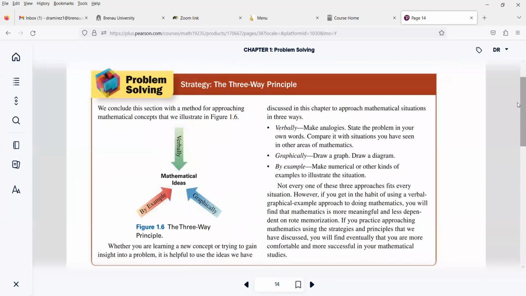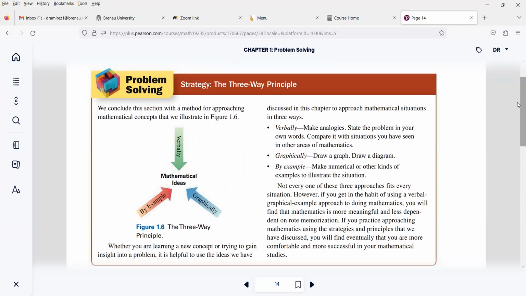We conclude this section with a method for approaching mathematical concepts that we illustrate in figure 1.6. That is the figure you're seeing there. Whether you are learning a new concept or trying to get insight into a problem, it is helpful to use the ideas we have discussed in this chapter to approach a mathematical situation in three ways. Verbally, that is by making analogies: state the problem in your own words, and compare it with situations you have seen in other areas of math. Graphically, by drawing a graph or a diagram. And by example, by making numerical and other kinds of examples to illustrate the situation.